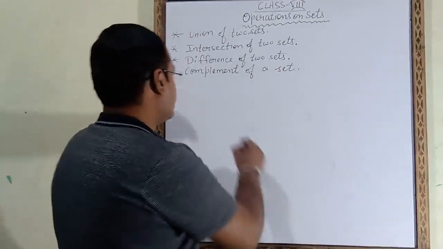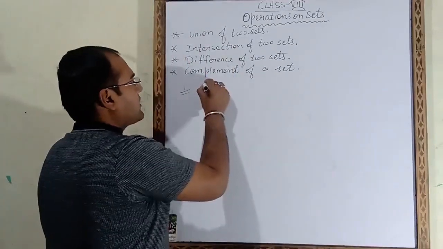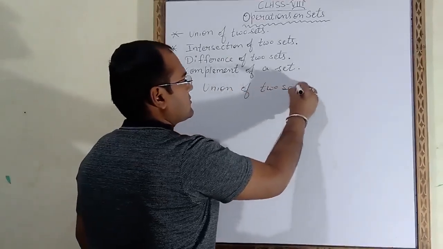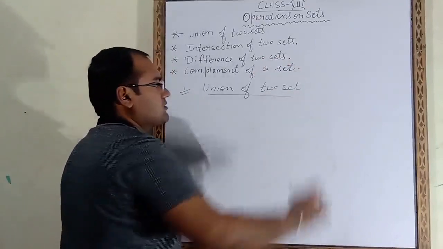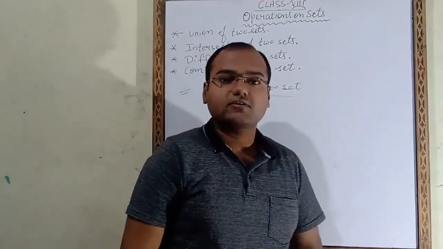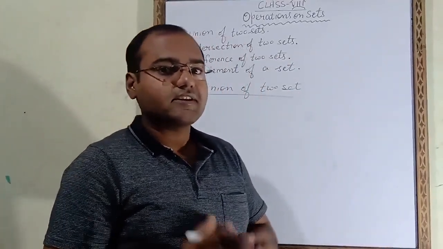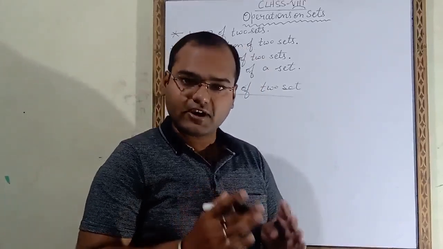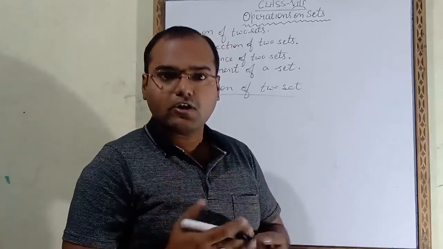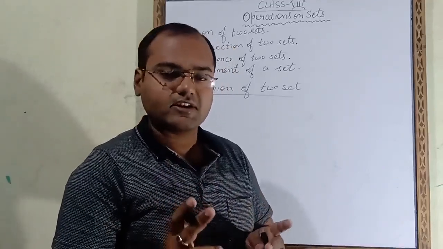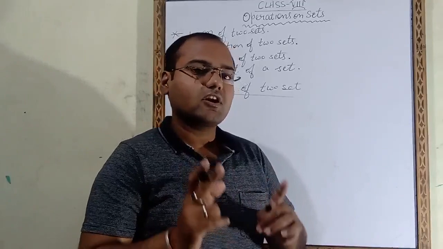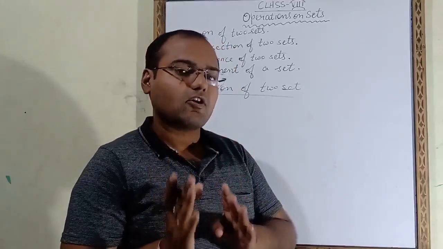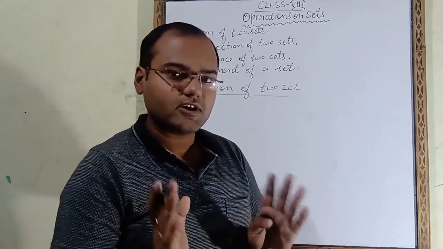So the first topic is to find the union of two sets. So what is the union of two sets? It is a set in which all the elements belong to either the first set or the second set or to both. What I said? It is a set in which all the elements belong to either the first set or the second set or to both the sets, first and second.